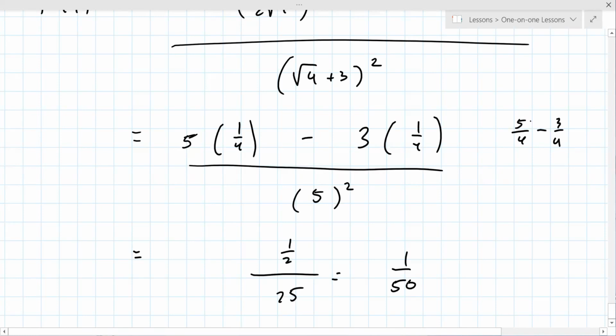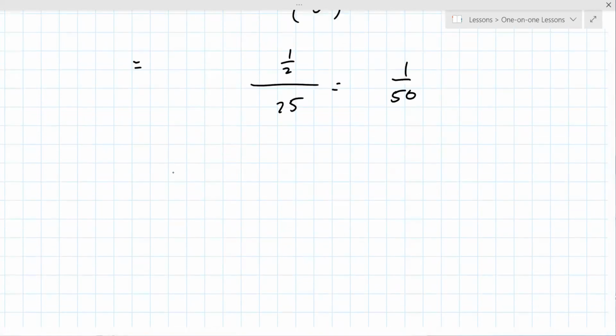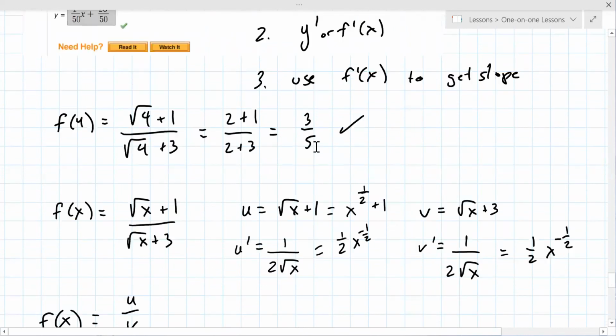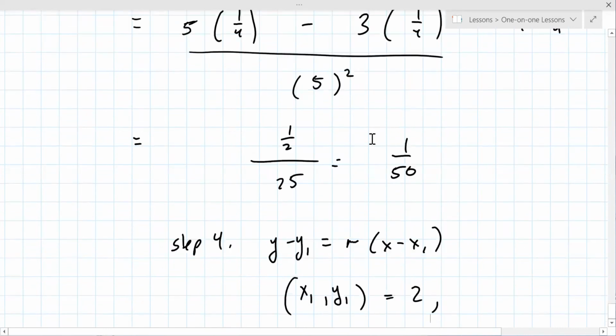So now that you have the slope, I guess I didn't write this down. Step 4 would be to write y minus y1 equals m times x minus x1. So you have x1 comma y1. If you recall, we put 2 in and we got out 3/5. That's your point.